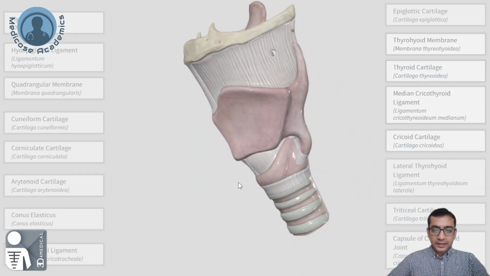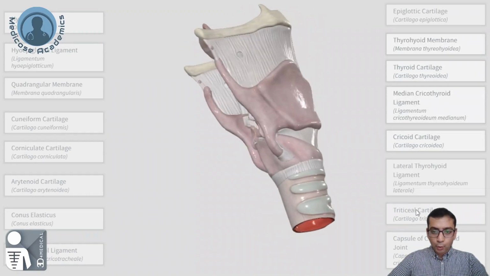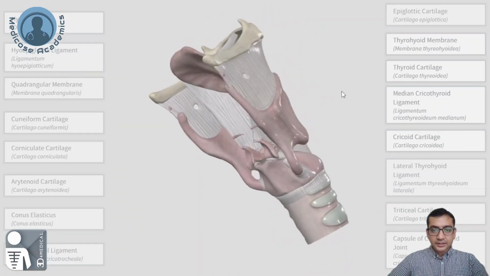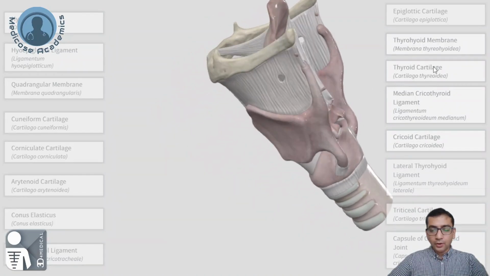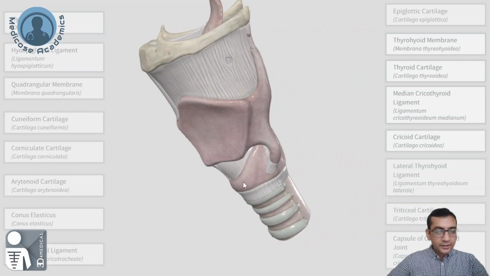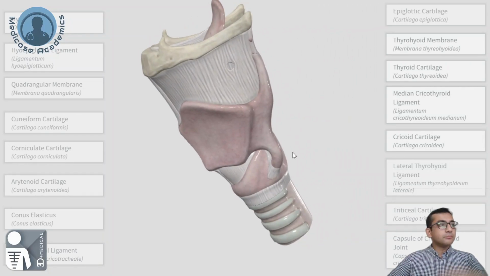It is again a single cartilage. It is forming a whole ring. Actually, an interesting thing is that it is the only complete ring of the respiratory tract. Below it, the tracheal rings are C-shaped. Above it, the thyroid cartilage is not covering from either side. Cricoid cartilage is the one that is a complete ring.